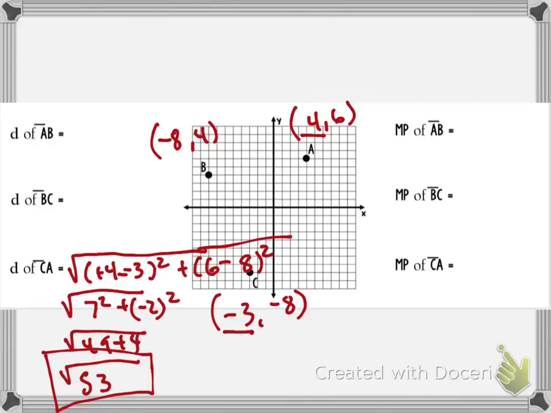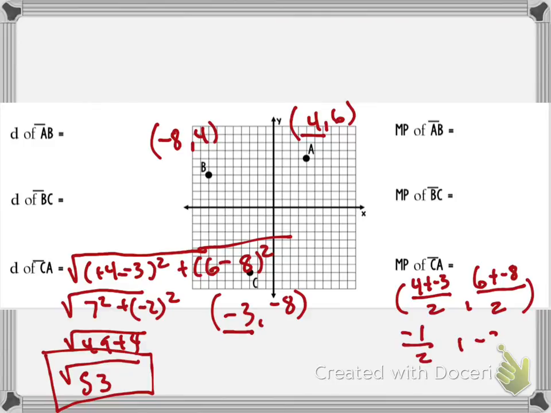And then the midpoint of C and A. Midpoint is finding the average of your x values and your y values. For x values, I have 4 plus -3 over 2. And the y value, I have 6 plus -8 over 2. To give me 1 over 2 and -2 over 2, which is 0.5 and -1. No, wait, this is positive. Alright, did you guys get both correct? If you made a mistake, make sure you put a note for yourself.